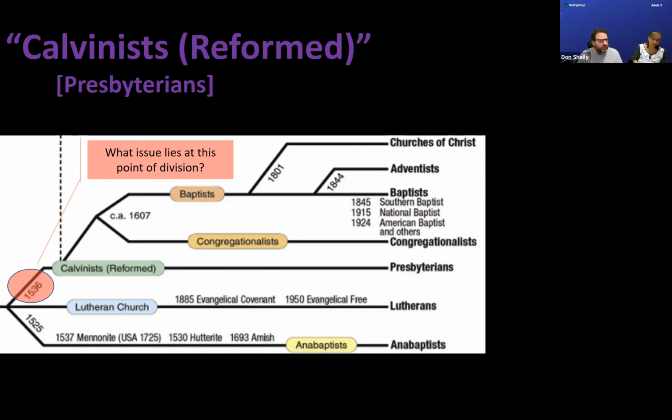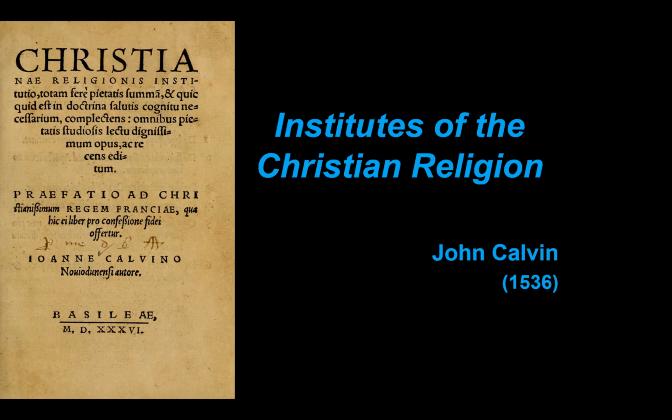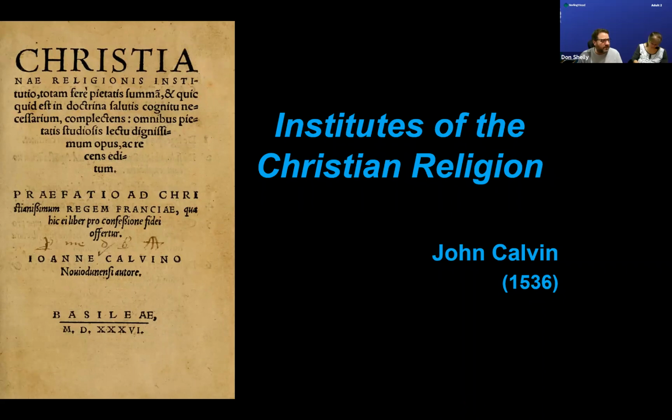And the reason we choose 1536 is because John Calvin published Institutes of the Christian Religion, which is the first version of that. He actually updates and revises this document at least 3 times in a major way during his lifetime. But this is when this is published. It was and is still one of the most influential theological summaries that has ever been written. And it's in this work that Calvin lays out some of his thoughts regarding election.